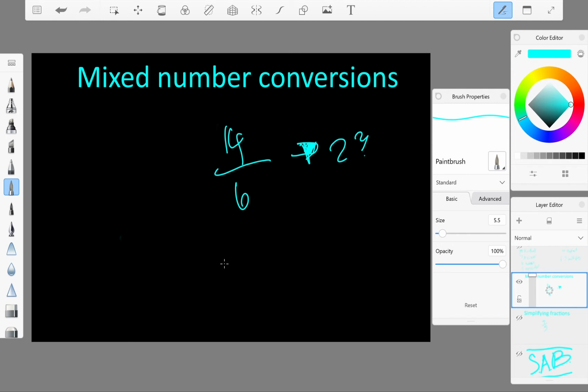2, 6. That's right. But you don't want to leave it at 2 and 2/6, because 2/6 isn't simplified. So if we go ahead and simplify 2/6, we get 2 and 1/3, because they're both divisible by 2. Okay? That's exactly how you would convert it into a mixed number.